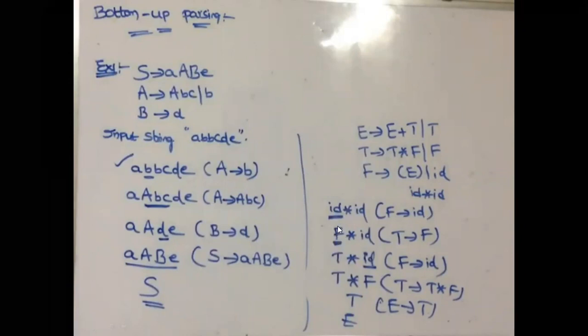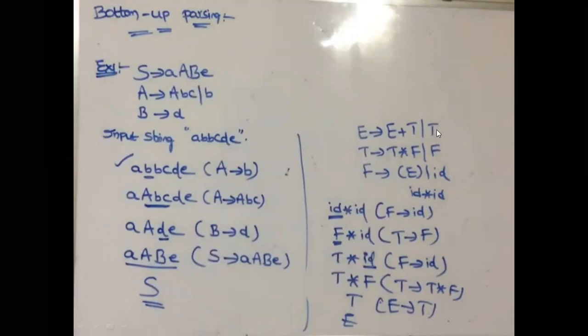So is there any production? We are considering F as a substring. So is there a production? Is there F in the right hand side? Yes, we are having F on the right hand side. Then we are replacing this F with T. So then we are taking the production T is production with F. So this F is replaced with T. Then T is taken as substring, for example.